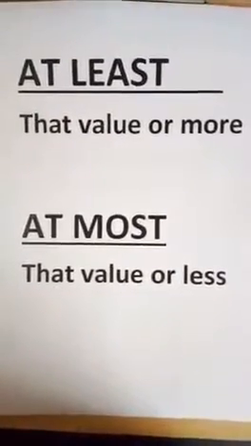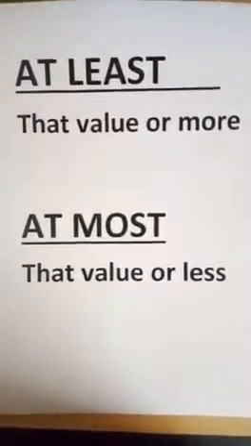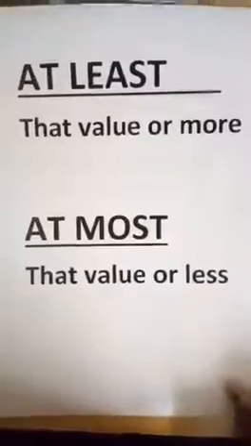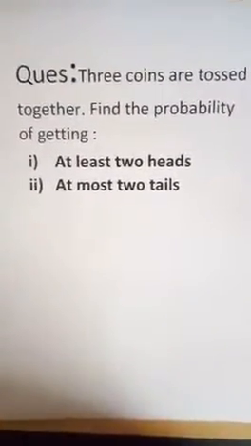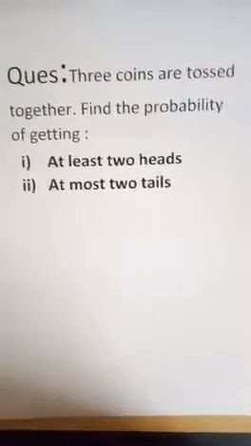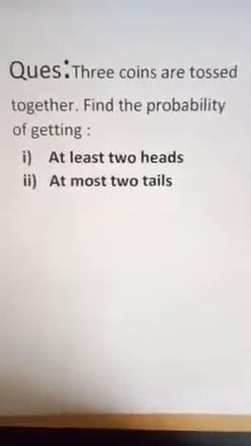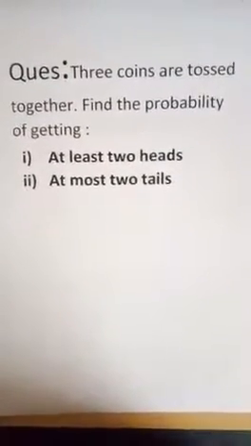To get a better understanding of the concept, let us consider one experiment in which we are tossing 3 coins and we need to make out the probability of the event in which at least 2 heads are there and also at most 2 tails are there.